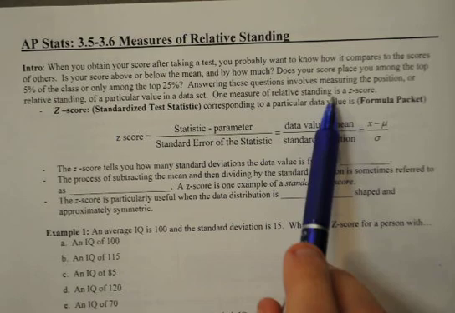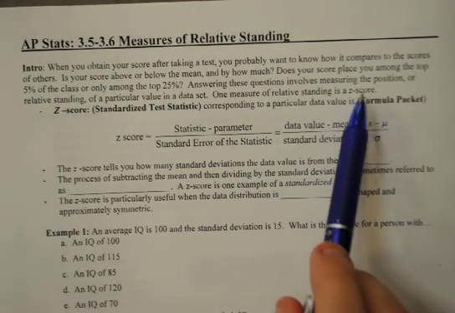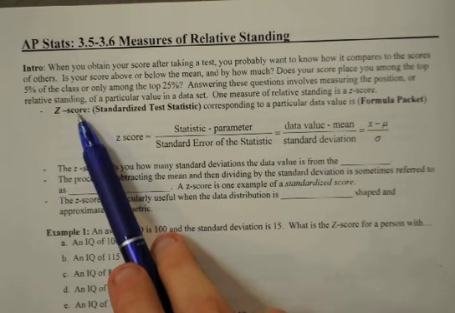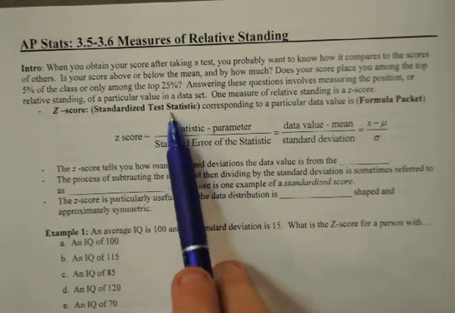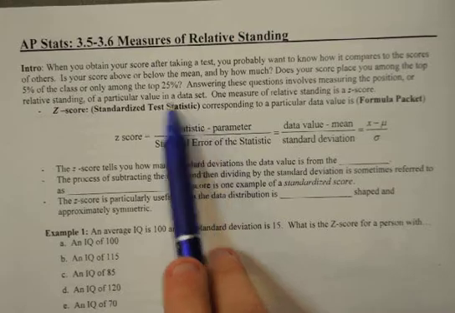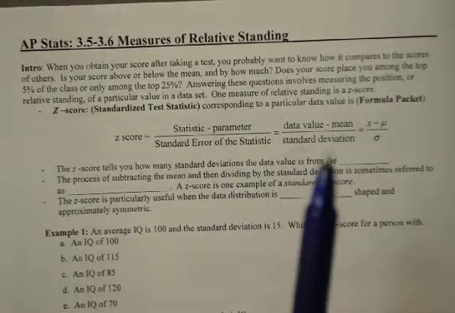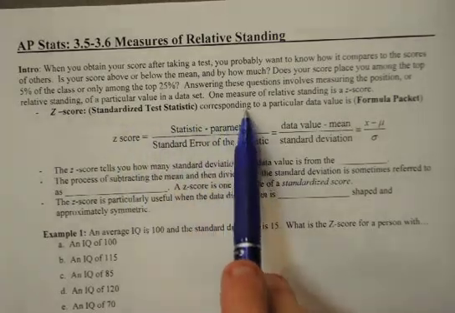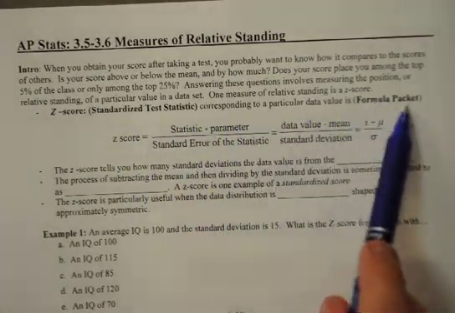One measure of relative standing is called a Z-score. Another name for this is a standardized test statistic. It tells you your relative standing compared to the typical value. So the Z-score corresponds to a particular event. It's in your formula packet.